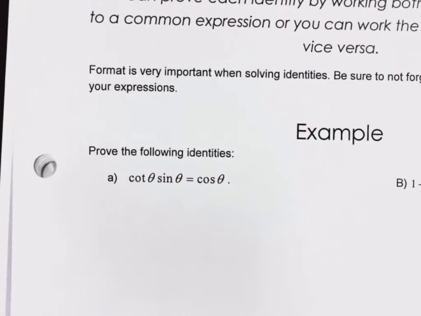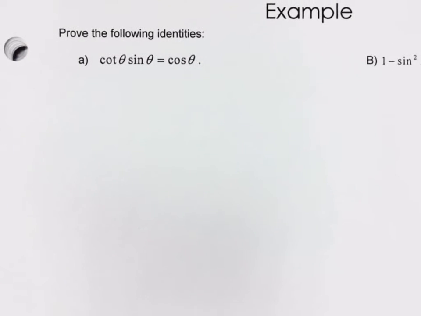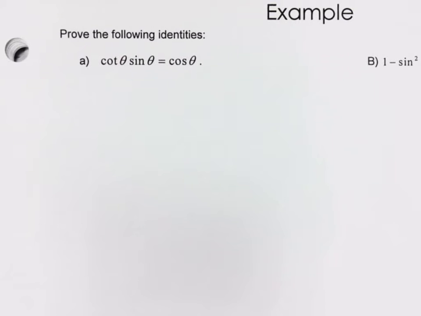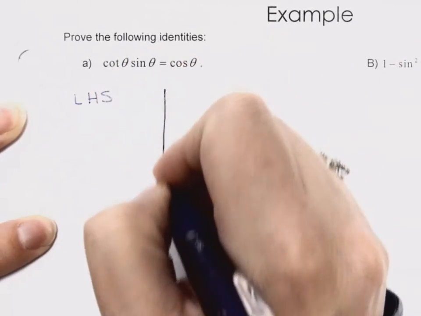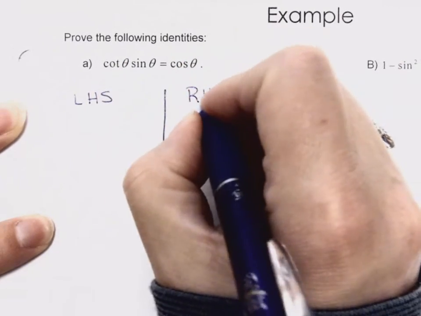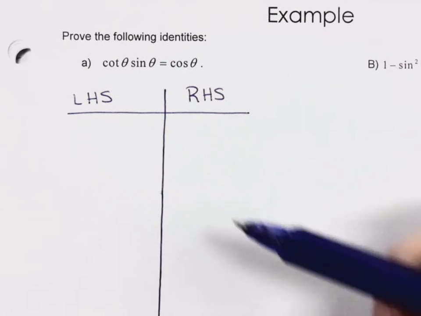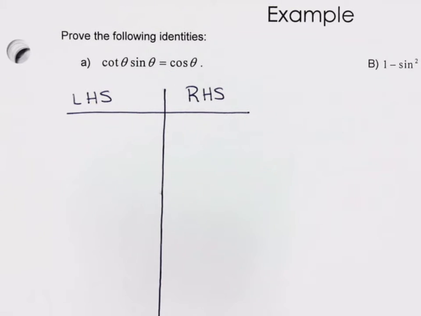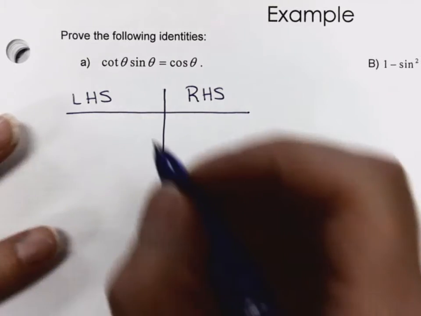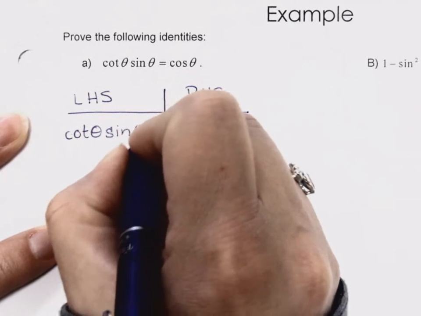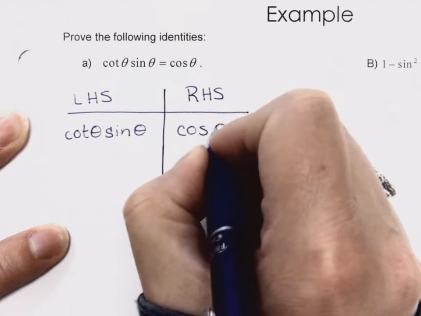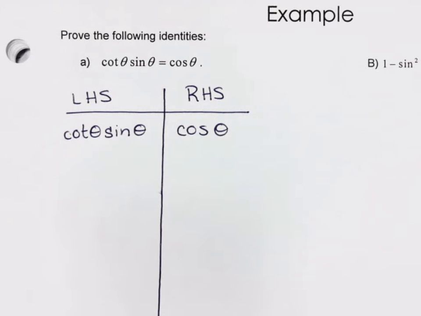All right. So we are going to prove this identity. This is the way you must set it up, ladies and gentlemen. You're going to set up a left-hand side, and a right-hand side. This line I just drew down the middle of this T-chart is like your equal sign. It replaces your equal sign. So we are going to treat the left-hand side like it is an expression, and our goal is to make the left-hand side exactly the same as the right-hand side.